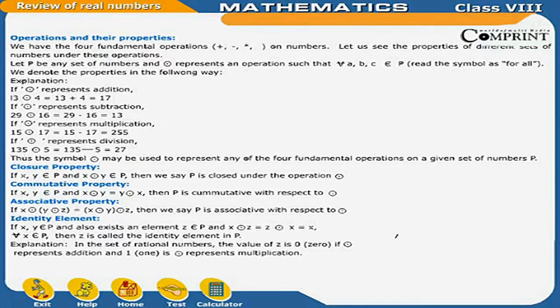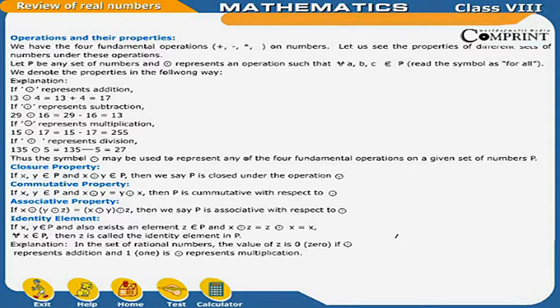Operations and their properties. We have the four fundamental operations: plus, minus, multiply and divide on numbers. Let us see the properties of different sets of numbers under these operations. Let P be any set of numbers and dot circle represents an operation such that for every a, b, c belongs to P, read the symbol as for all. We denote the properties in the following way. Explanation. If dot circle represents addition, 13 dot circle 4 is equal to 13 plus 4 is equal to 17. If dot circle represents subtraction, 29 dot circle 16 is equal to 29 minus 16 is equal to 13.